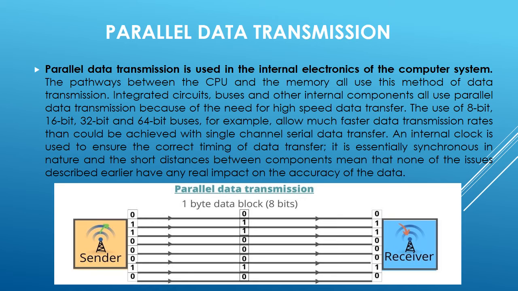An internal clock is used to ensure the correct timing of data transfer. It is essentially synchronous in nature, and the short distances between components mean that none of the issues described earlier have any real impact on the accuracy of data.